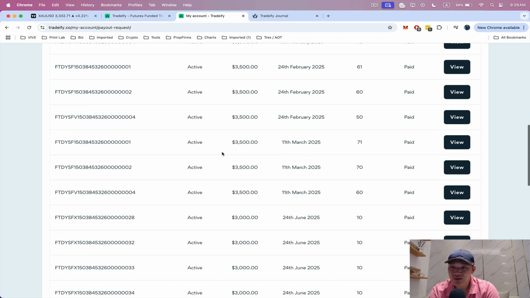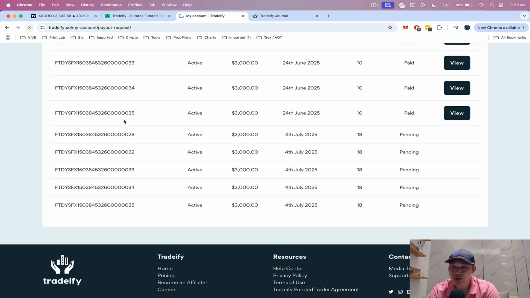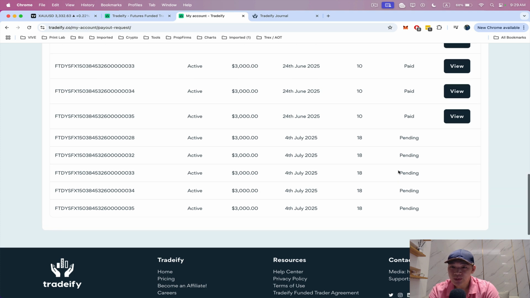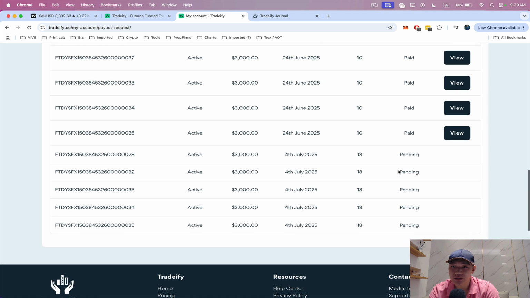Now usually Tradeify is pretty fast, but when I request in off hours, it normally gets released in the AM session in New York time zone. So let's see when this will actually come in.